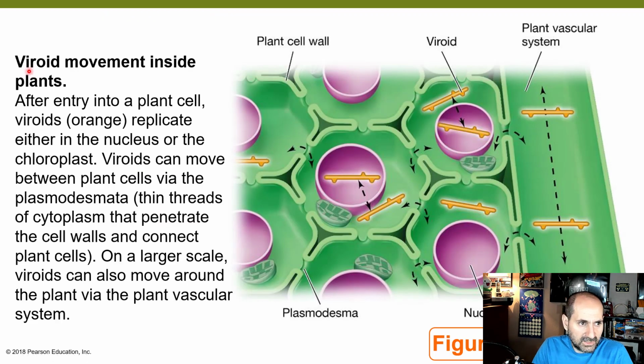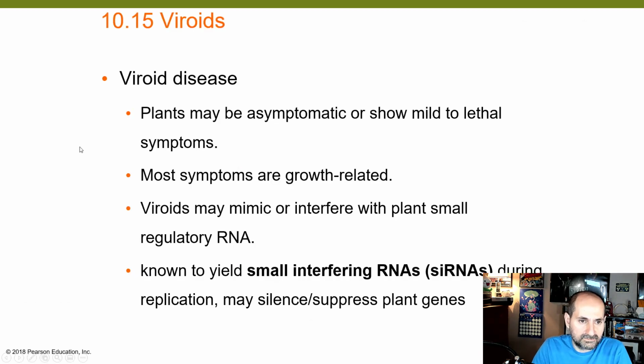Let's see. So viroid movement inside plants. Once the viroid gets into the plant, it can move through plasmodesmata, from plant cell to plant cell, and it can also move through the plant vascular system, the xylem and the phloem, to move to other parts of the plant as well.